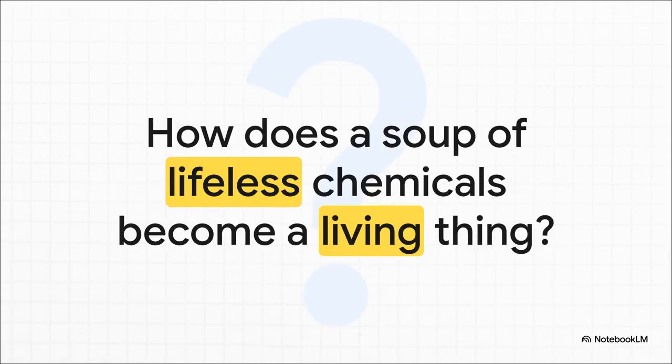Just try to wrap your head around this for a second. Picture early Earth. It's this chaotic, bubbling soup of simple molecules, water, and it's getting zapped with energy. So how do you get from that to something that's alive? Where do you even draw the line between just a bunch of chemical reactions and an actual living thing?